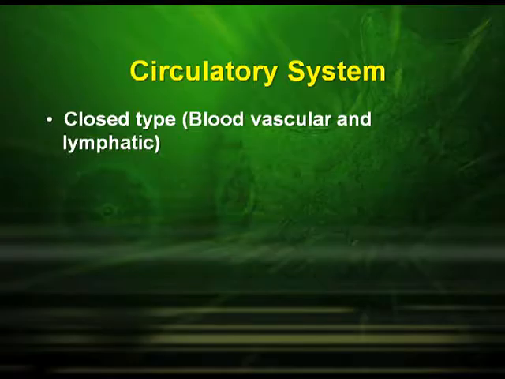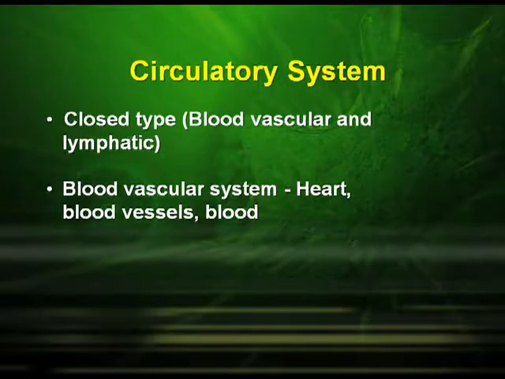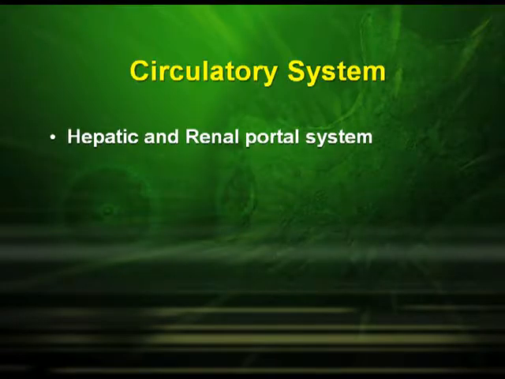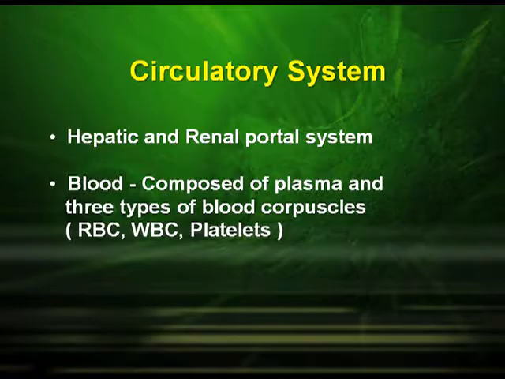They have a closed type of circulatory system, which includes the blood vascular system and the lymphatic system. The blood vascular system includes the heart and blood vessels. The heart is 3-chambered. It has 2 auricles and 1 ventricle, which is covered by pericardium. It has the hepatic and renal portal system, and the blood is composed of plasma and 3 types of blood corpuscles: the red blood corpuscles, the white blood corpuscles and the platelets.